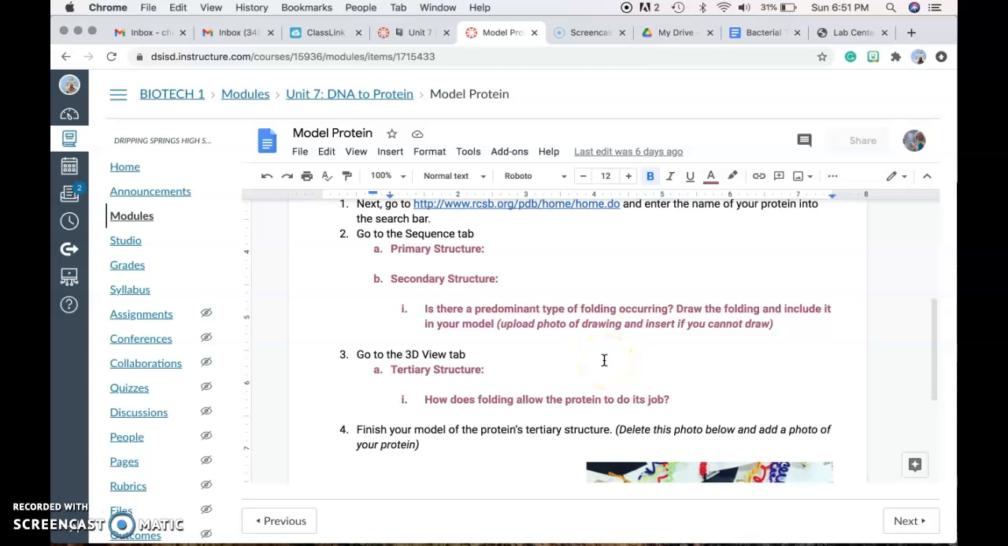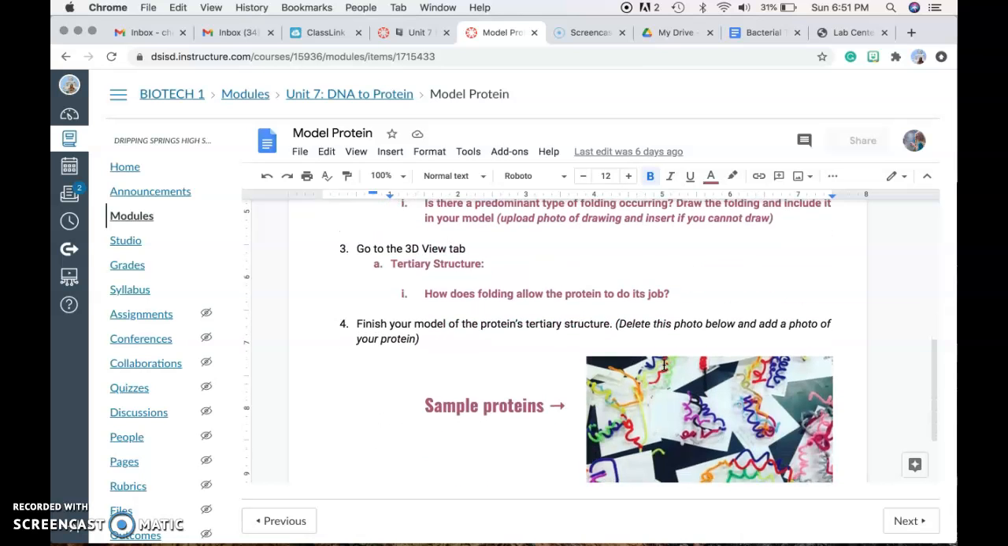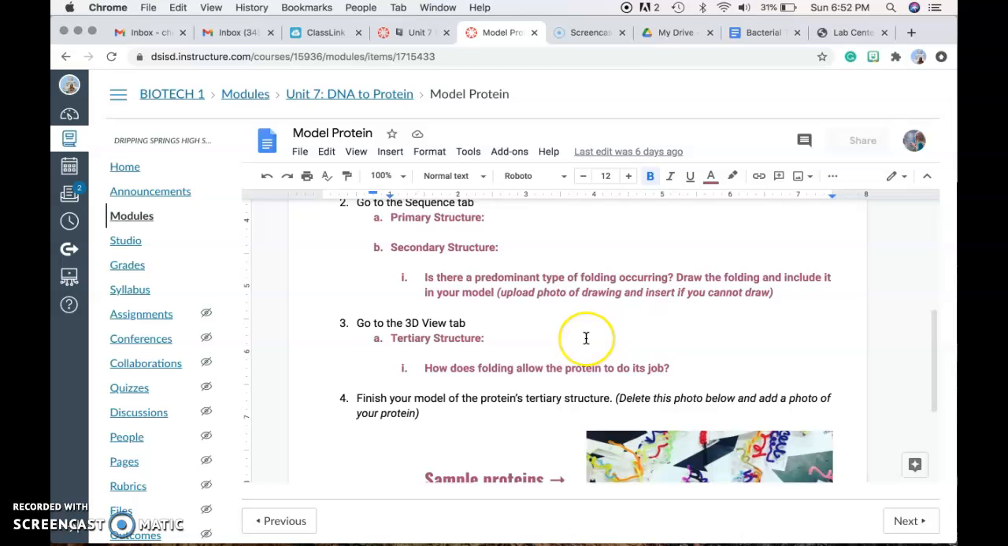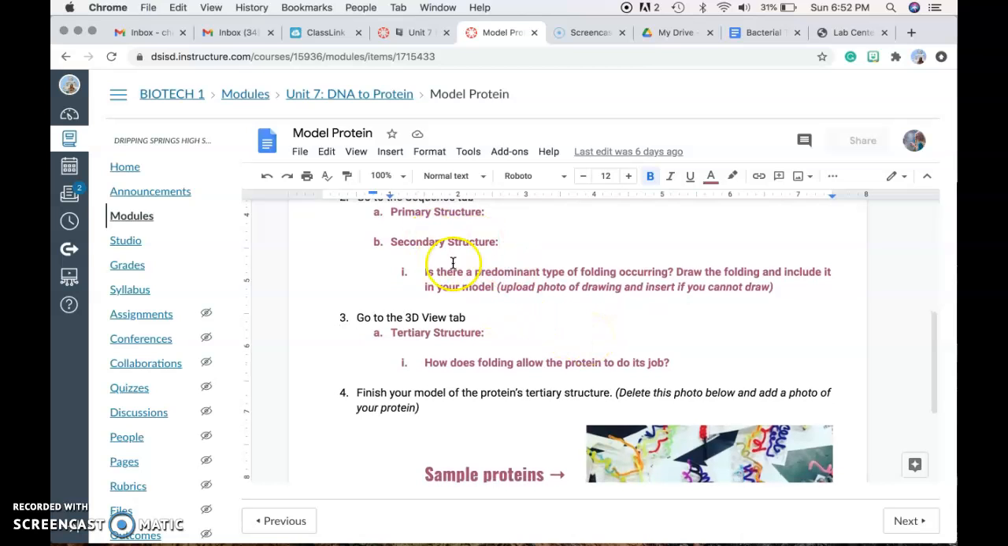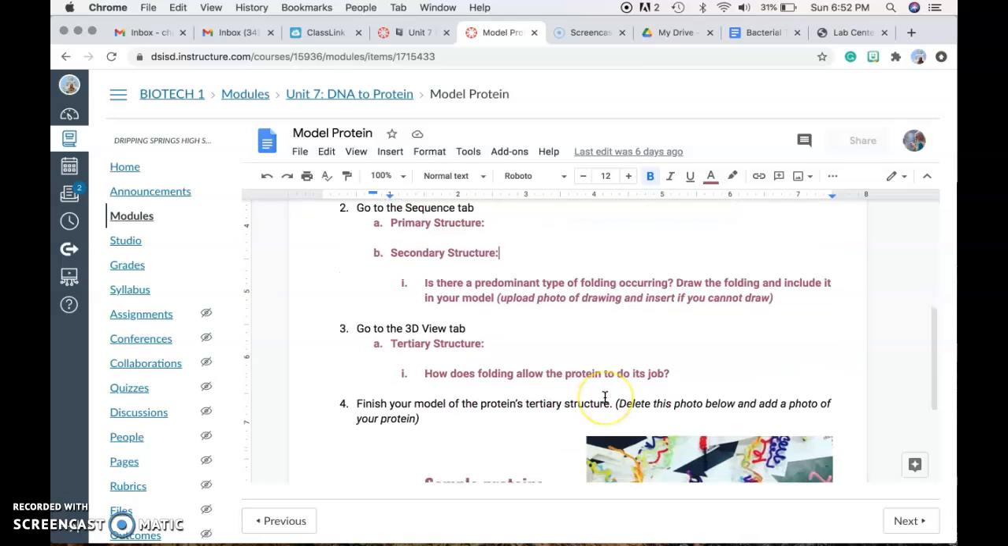And if you're super duper artsy and you know how to draw on the computer, live your dream, draw me a picture here. If you want to draw on a piece of paper and upload it, you can do that too. Low key, if you want to Google a picture of it and insert it, won't be mad. But it has to be the secondary structure. So that might be a little hard to Google. You might be able to take screenshots from this website that you're using. That's fine.